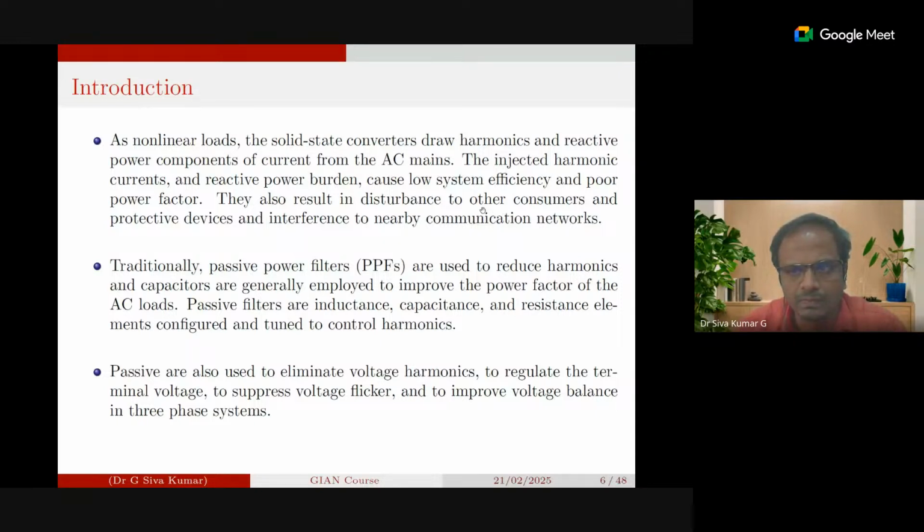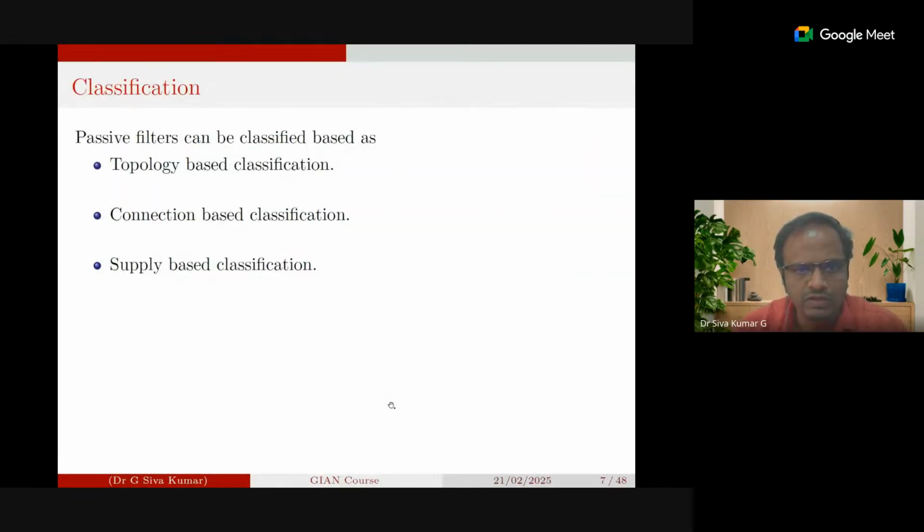Passive filters are used to reduce harmonics, and capacitors are generally employed to improve the power factor of AC loads. This is the purpose. The passive filter is a combination of passive elements: inductor, capacitor, and resistance. The passive elements are used to tune the voltage harmonics. As I was mentioning, it need not be only to eliminate the current harmonics, but it can be used for voltage harmonics also.